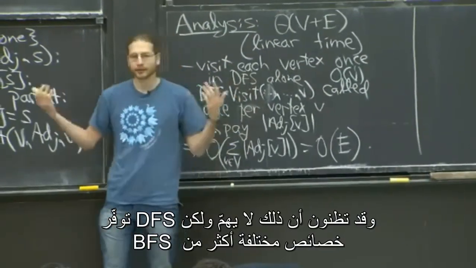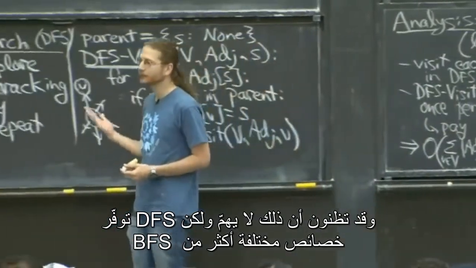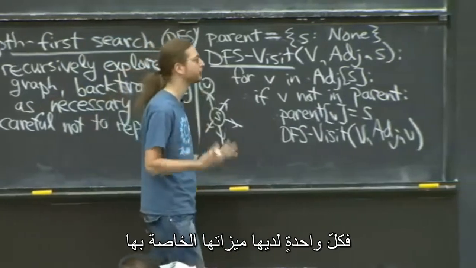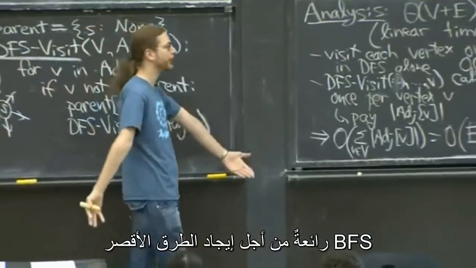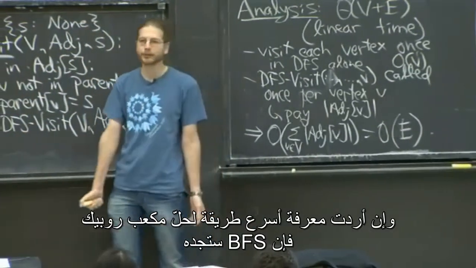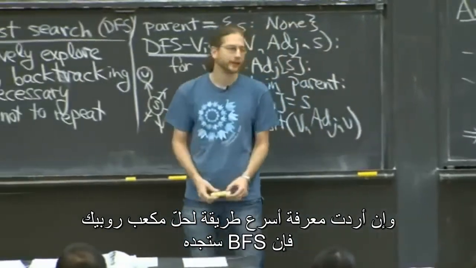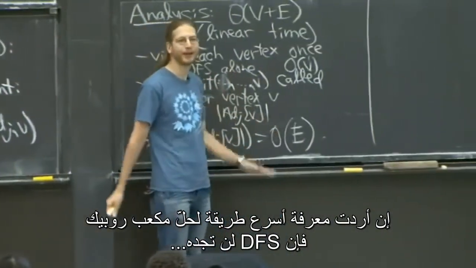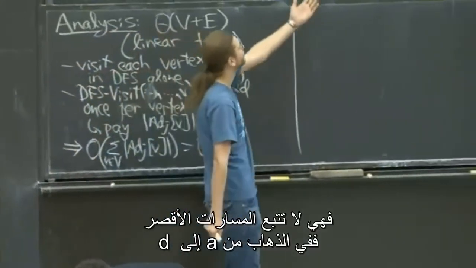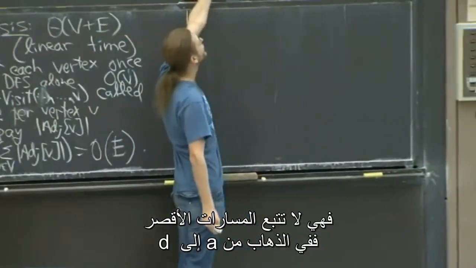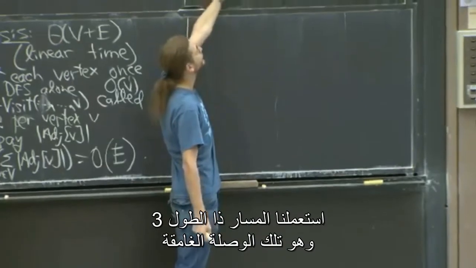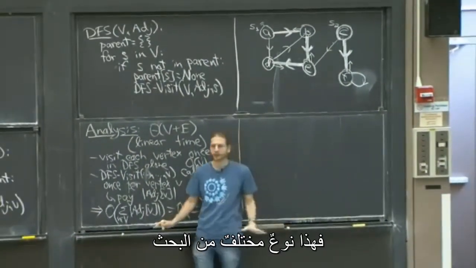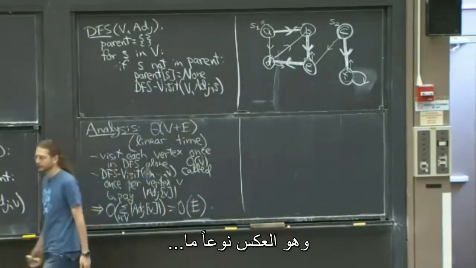So you could say, who cares? But DFS offers a lot of different properties than BFS. They each have their niche. BFS is great for shortest paths. You want to know the fastest way to solve the Rubik's Cube? BFS will find it. DFS will not find it. It's not following shortest paths here. Like going from A to D, we used a path of length 3. That's the bold edges. We could have gone directly from A to D. So it's a different kind of search, sort of the inverse.